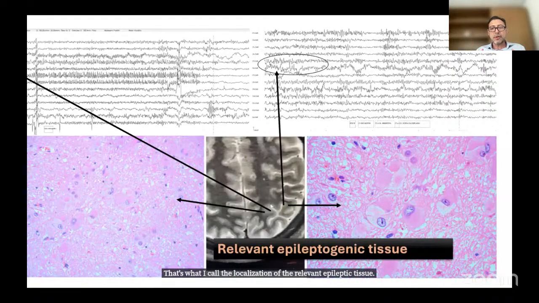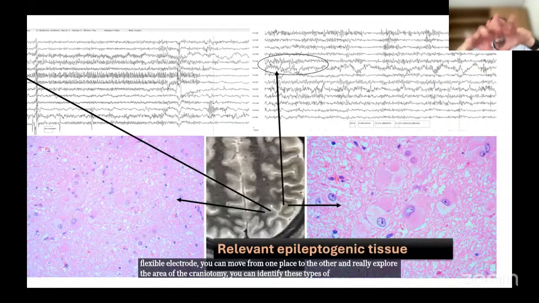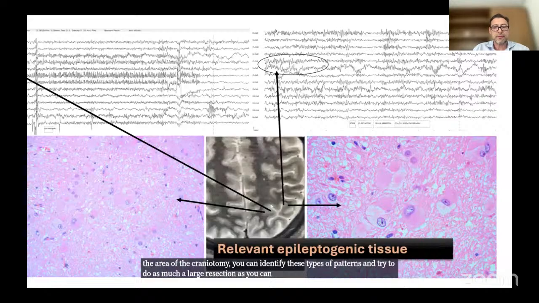I'm sure this could be done by SEEG as well. You would have electrodes in these areas. But what I'm telling you is that by intraoperative recording with these flexible electrodes, you can move from one place to the other and really explore the area of the craniotomy. You can identify these types of patterns and try to do as large a resection as you can within functional constraints, of course, okay?